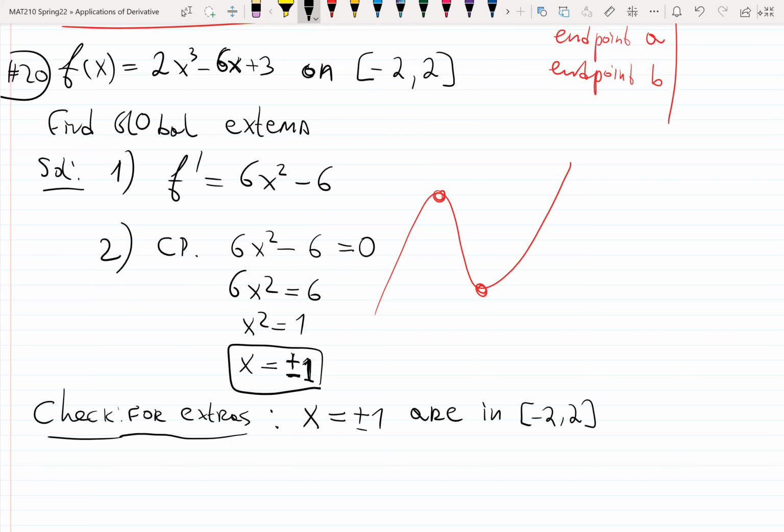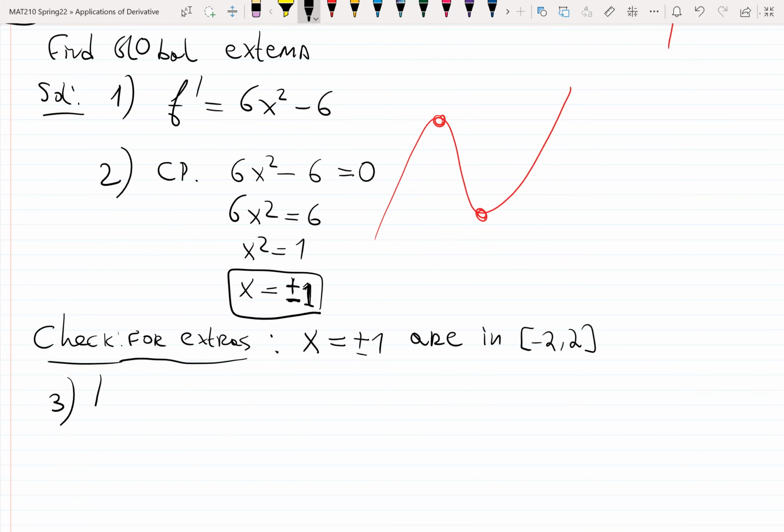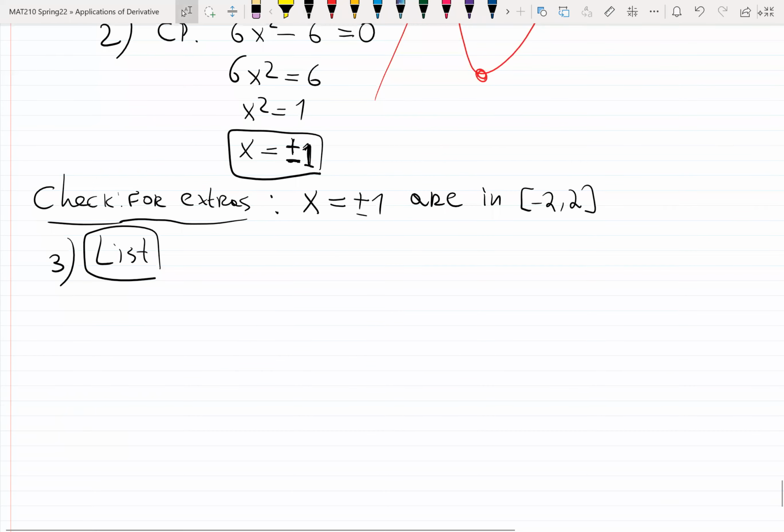Step 3, make a list. It's a magical list, and that's it. You're one step away from the solution. For the global extreme values, that should be a very good problem in the test. Hopefully, you just don't forget how to do it.